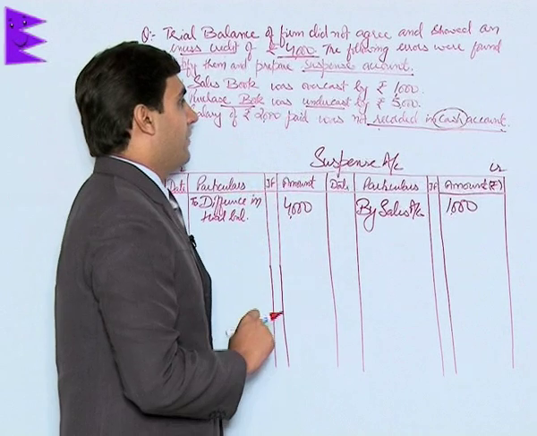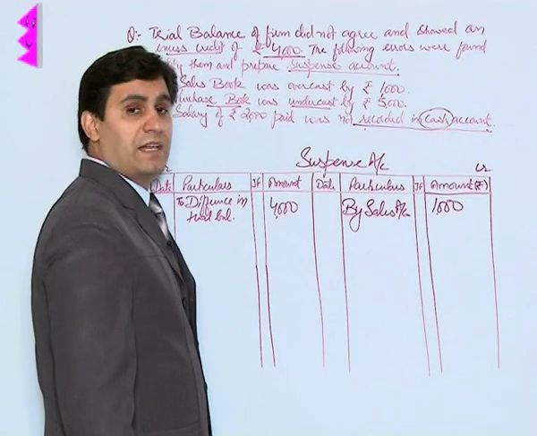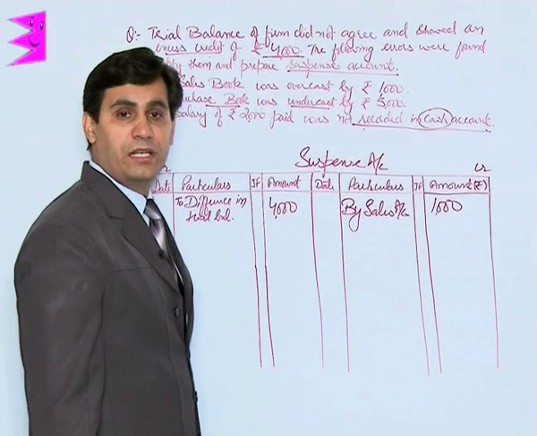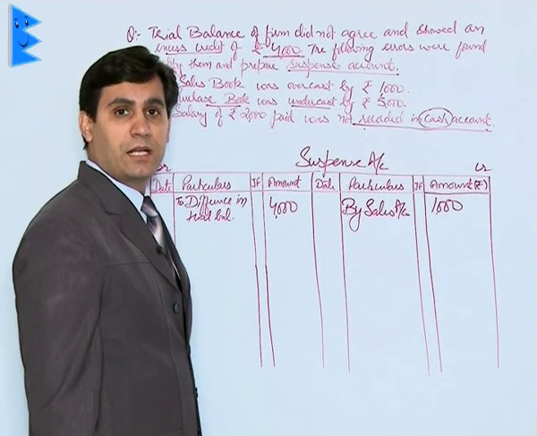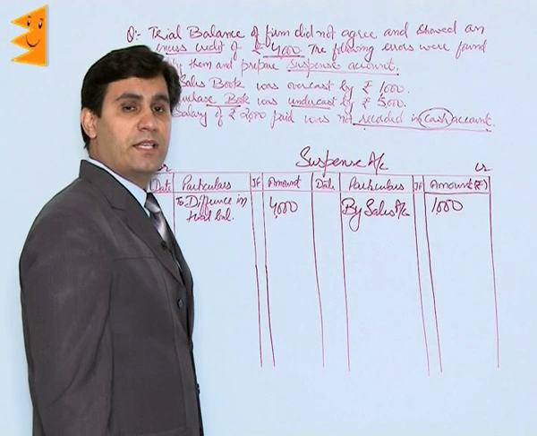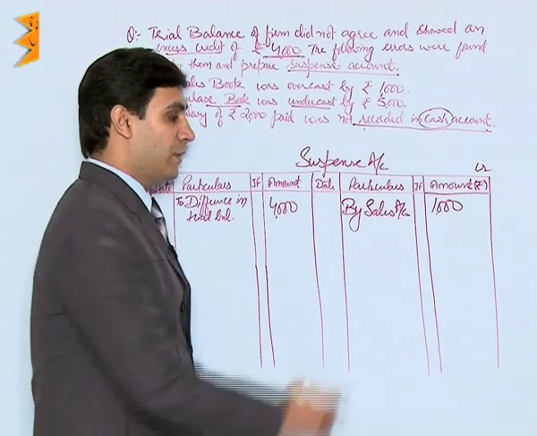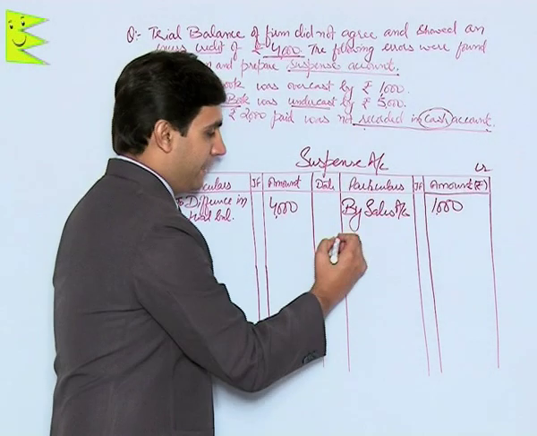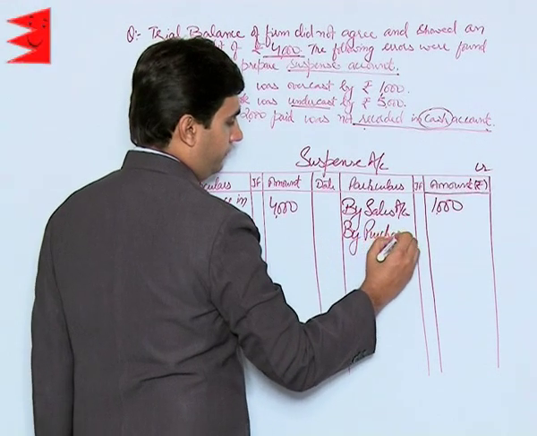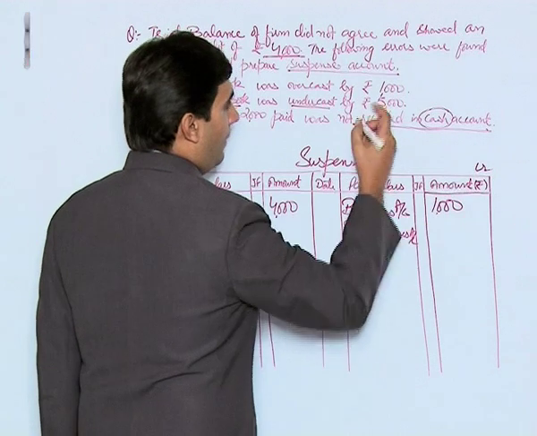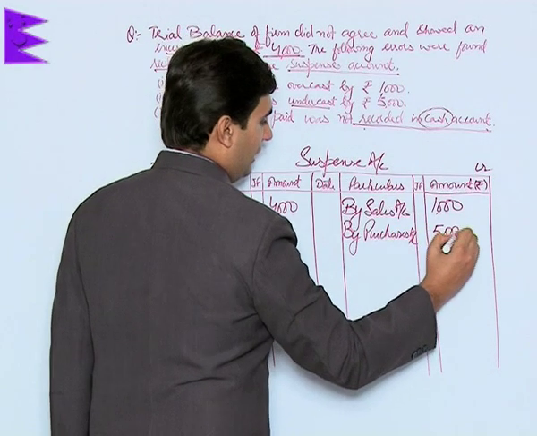Coming to the second entry that we had done: the purchase book was undercast. In this case, the rectification entry was purchases to suspense. Again, the suspense account has been credited. Since the suspense account has been credited, the posting would be made on the credit side as by purchases. The amount was rupees 5000.